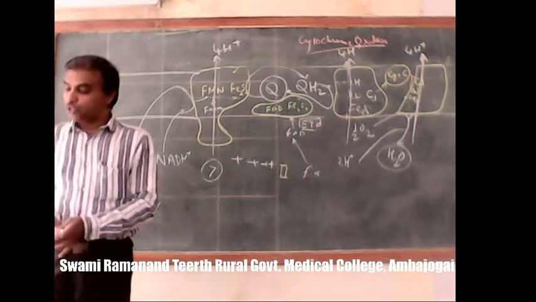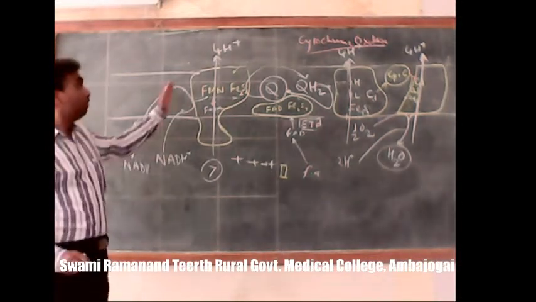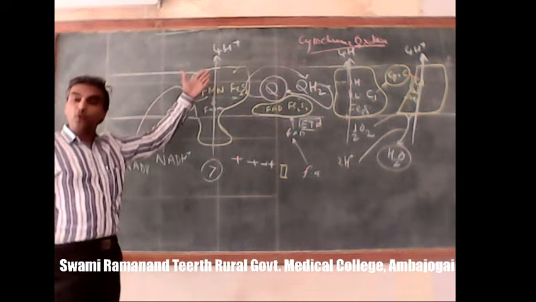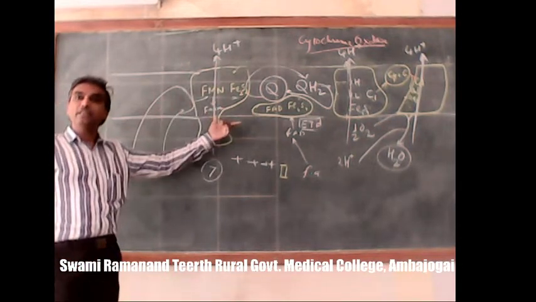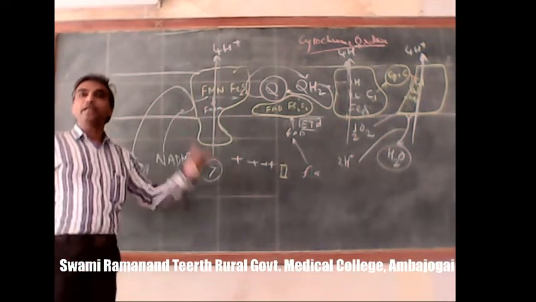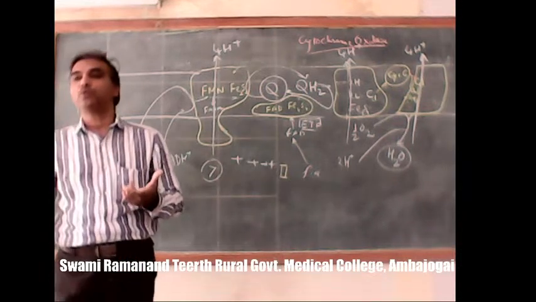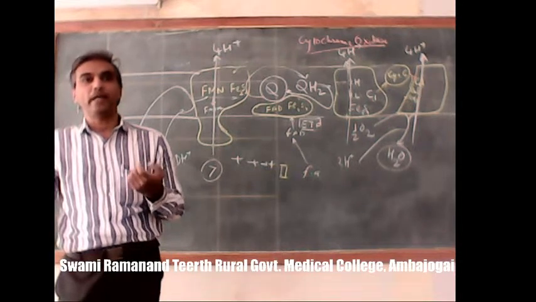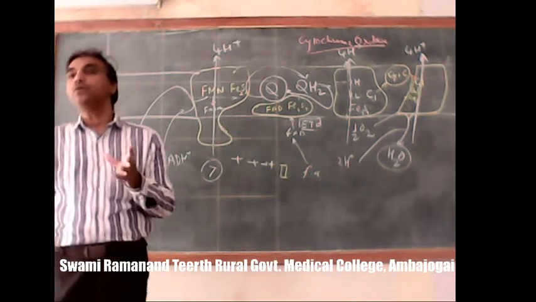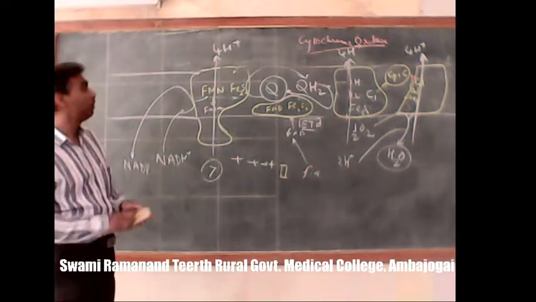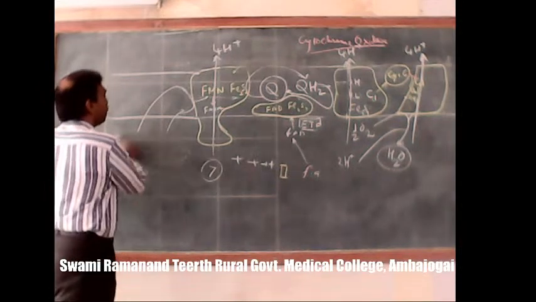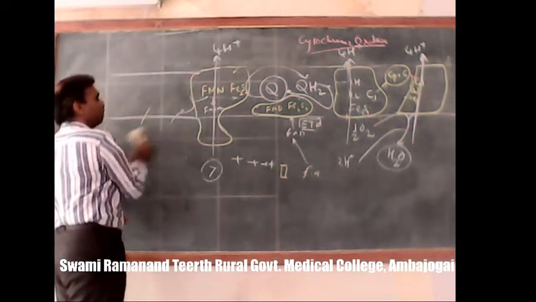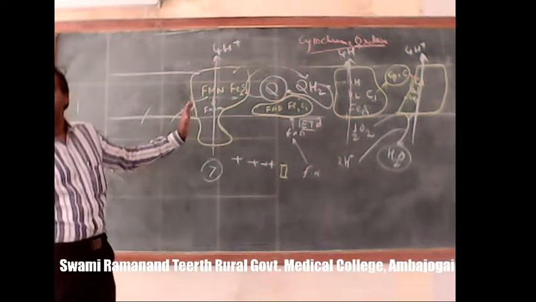Now, while doing so, there is pumping of the proton, and the energy is liberated, and that energy, we know, is directly proportional to the potential difference. We know the formula, delta G is equal to nF delta E. It comes to about 52. So let us see what next happens in the electron transport chain.